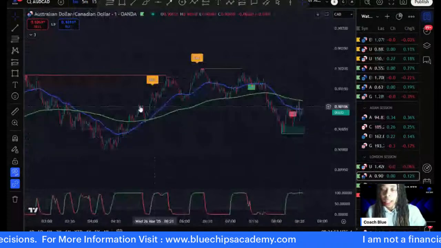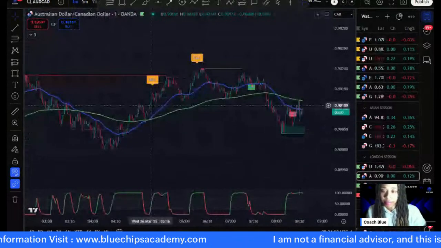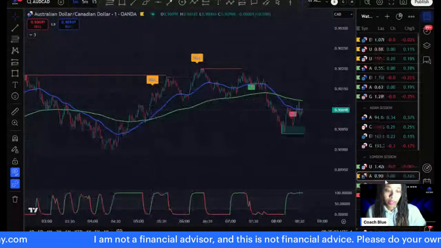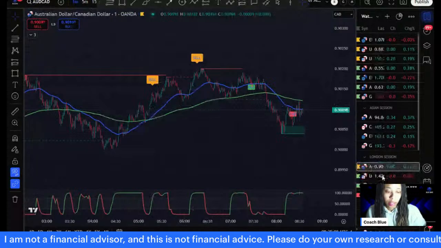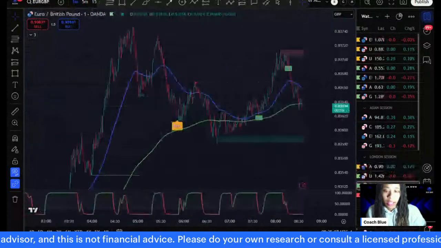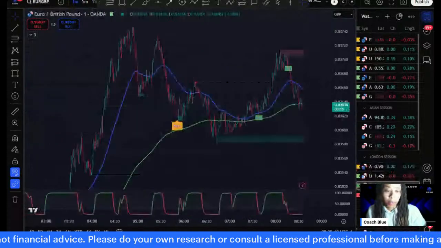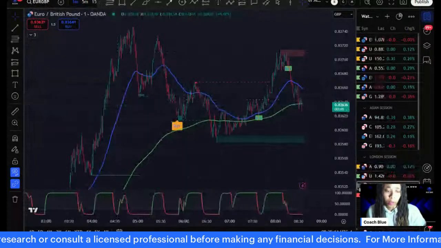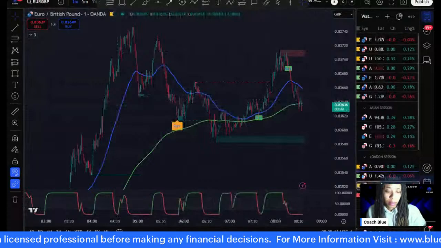AUD CAD kind of moving sideways here. No trends going on here. So we're moving sideways, so I'm going to make that yellow. Okay, move that one up. And then we have Euro GBP. Euro GBP, same thing, wide, moving sideways. So I'm going to mark that off as well.